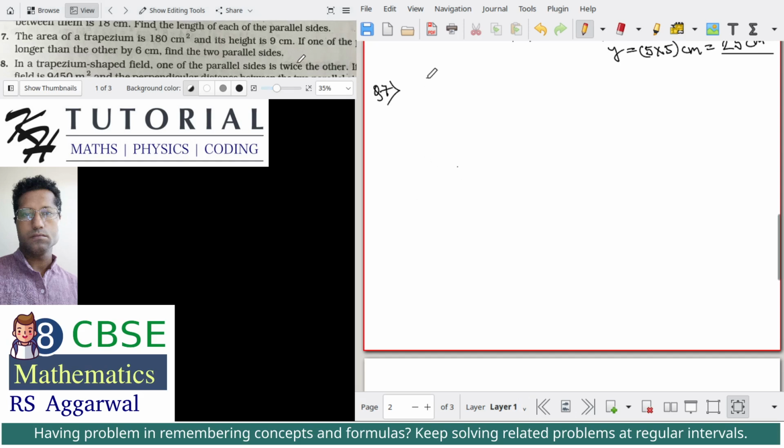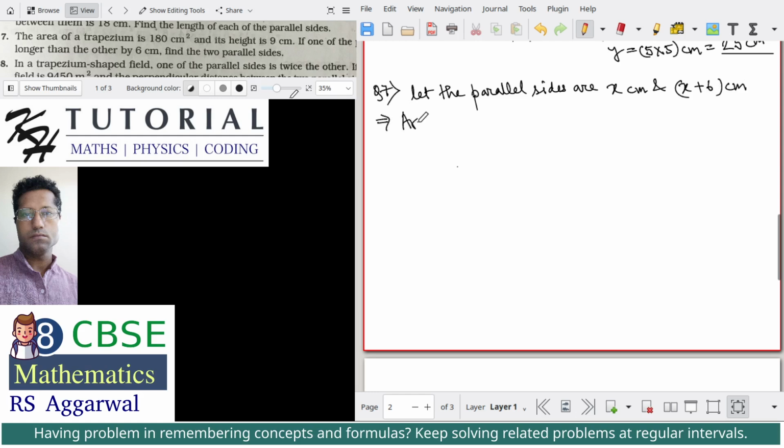So let the parallel sides be x centimeter, and so one parallel side is 6 centimeter longer than the other. If the length of the smaller parallel side is x centimeter, the length of the longer parallel side will be x plus 6 centimeter.